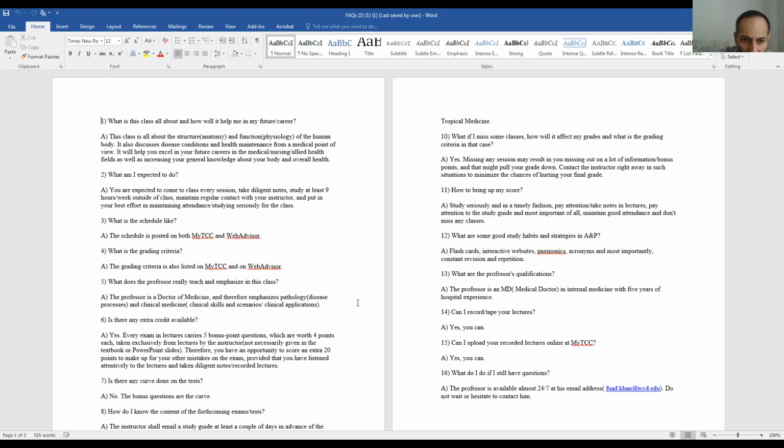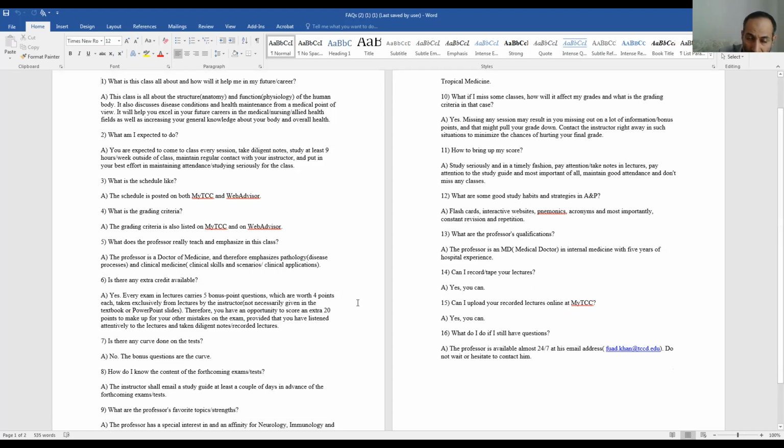Is there any extra credit available? Yes. Every exam and lecture carries 5 bonus points, each worth 4 points. So that would be 20 points extra credit if you look at that. The curve on the test, well, that is the curve. The curve is those extra points that I've just mentioned.